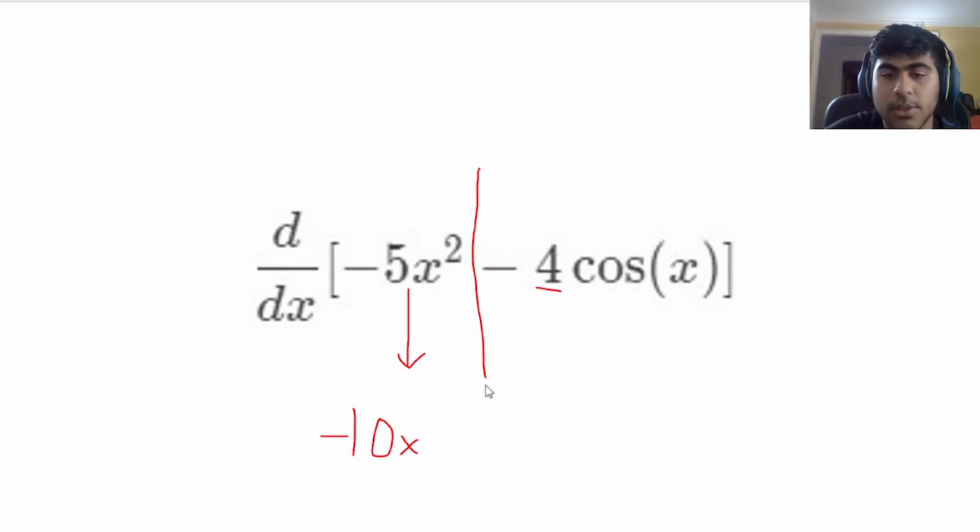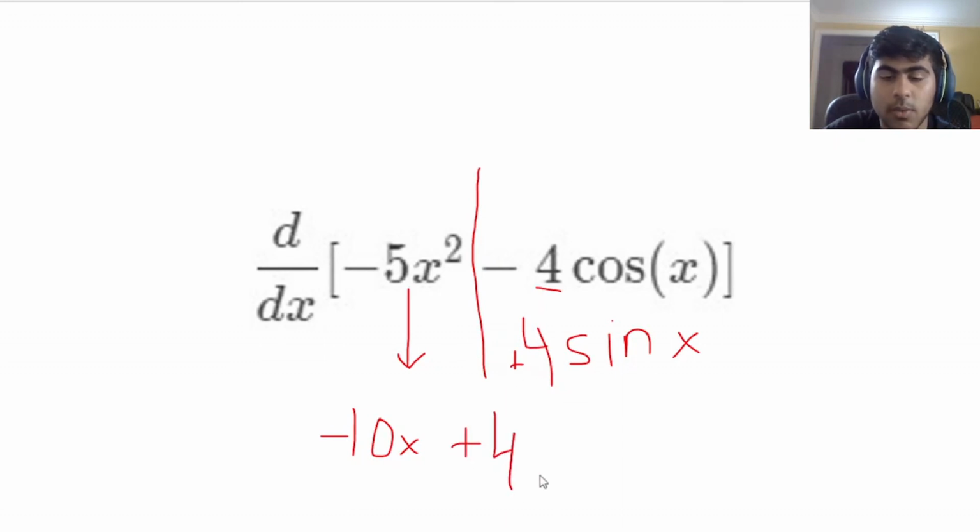Again, we have the derivative of a negative cosine of x. We can take this 4 out for a second. Derivative of negative cosine of x. The derivative of cosine of x is negative sine x. So negative of a negative sine x will be a positive sine x. And then you're also going to have that 4. So it's going to be minus 10x plus 4 times the sine of x.